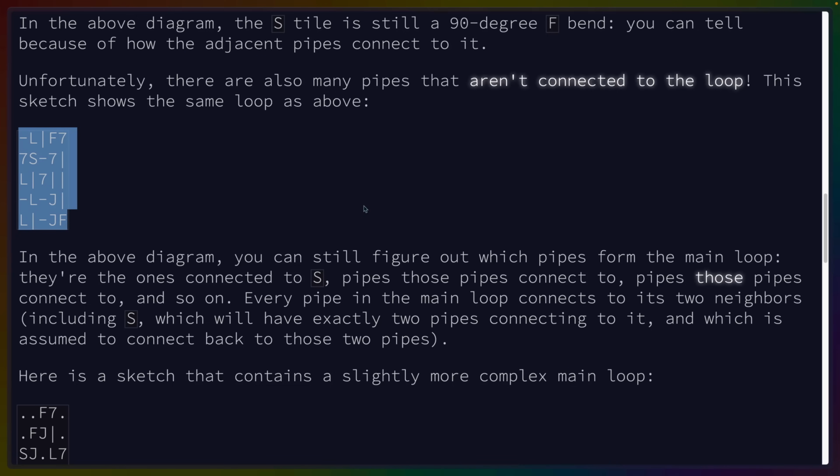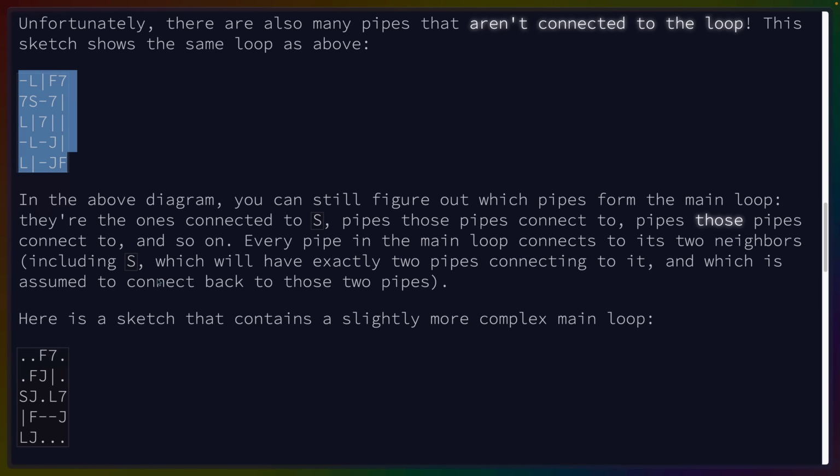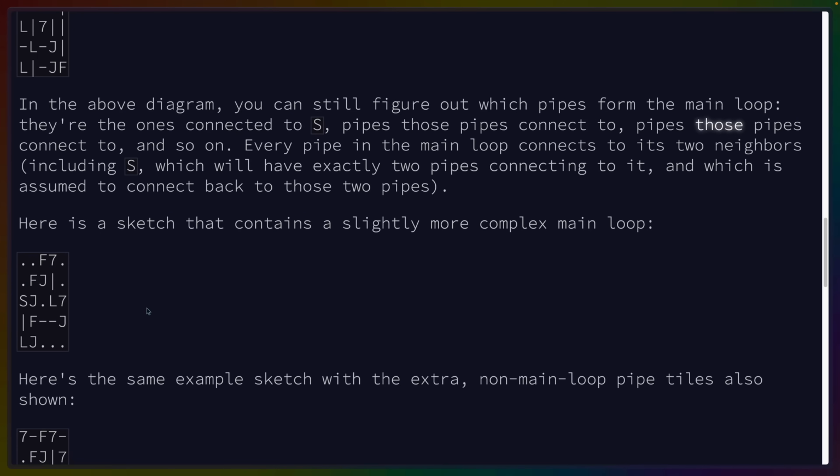Feels like the same cycle detection that we were getting into the other day. Every pipe in the main loop connects to its two neighbors, including S, which will have exactly two pipes connecting to it, which is assumed to connect back to those two pipes. And these characters are really not helpful. So F is a right angle, right? J, F, 7, L, 7, J, F. Okay, so this is one pipe connection, I guess.